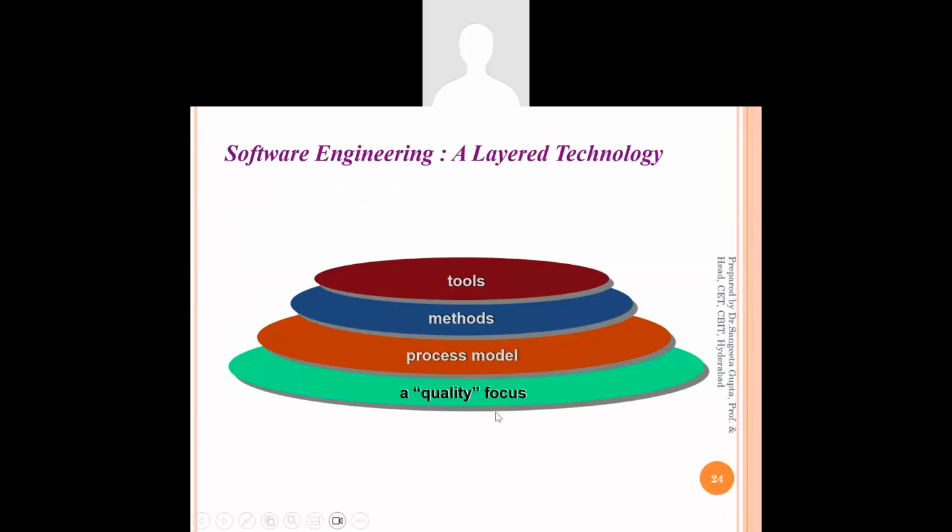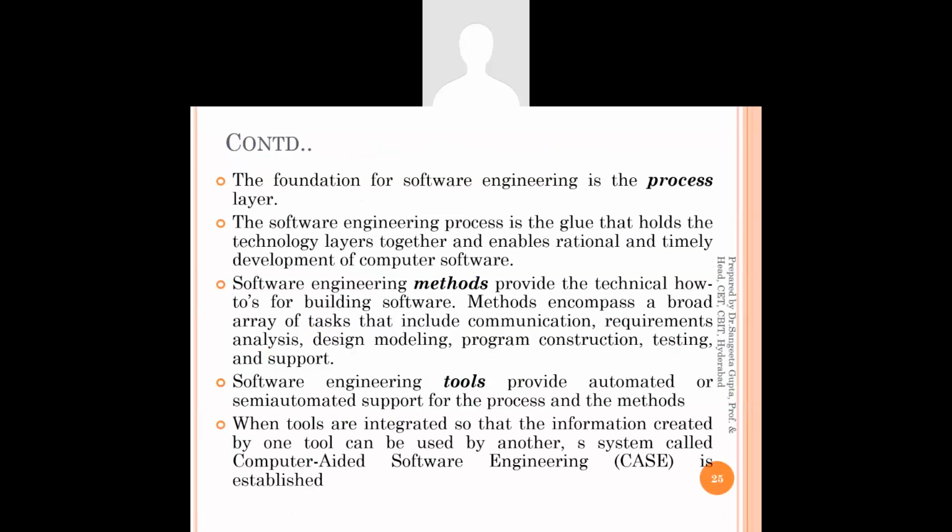When we talk about the details of software engineering as a layered technology, at the lowermost layer, we have a quality focus. Above that, we build the process model. We apply various methods and tools. Ultimately, this leads towards the establishment of a well-defined software, and software engineering can be viewed as a layered technology.